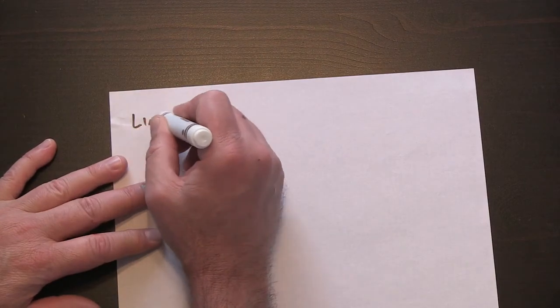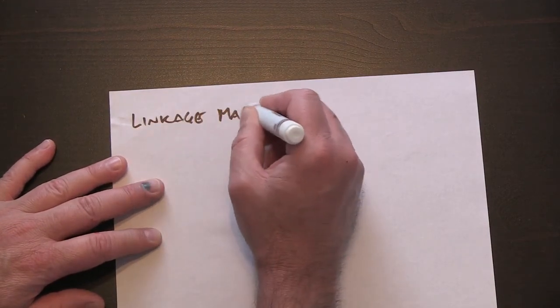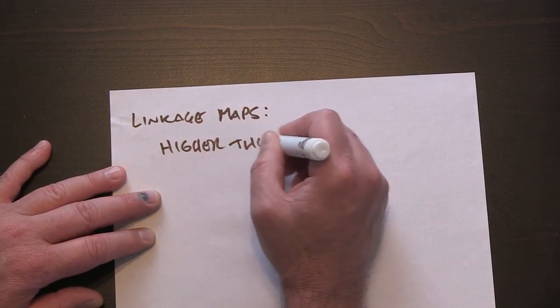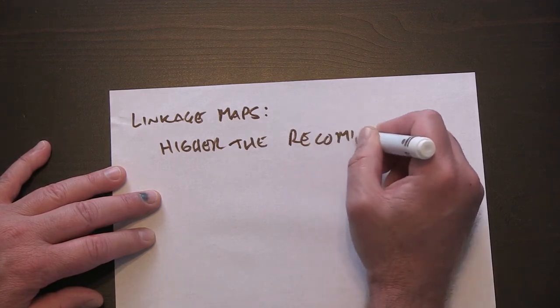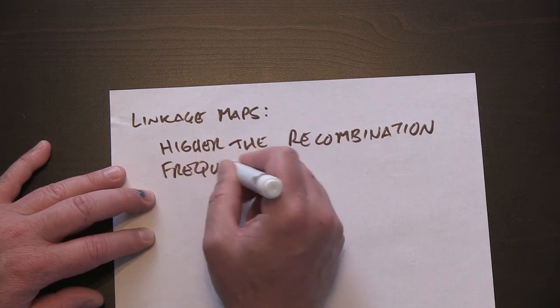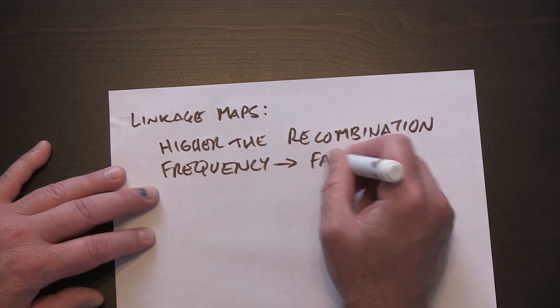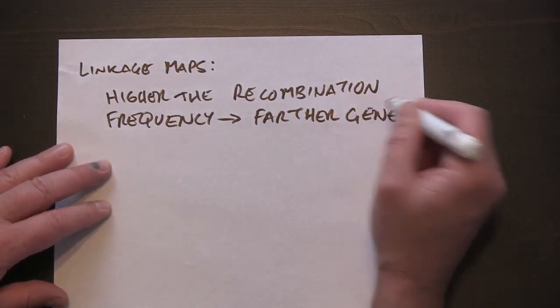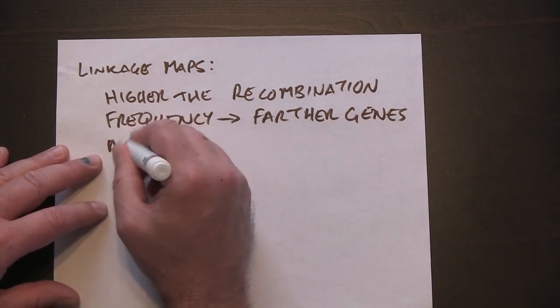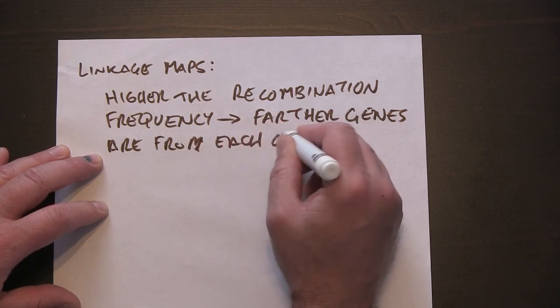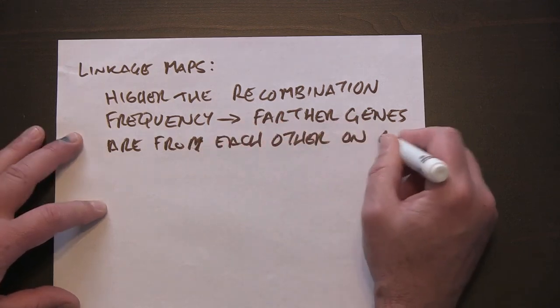The higher the recombination frequency, the farther the genes are from each other on a chromosome.